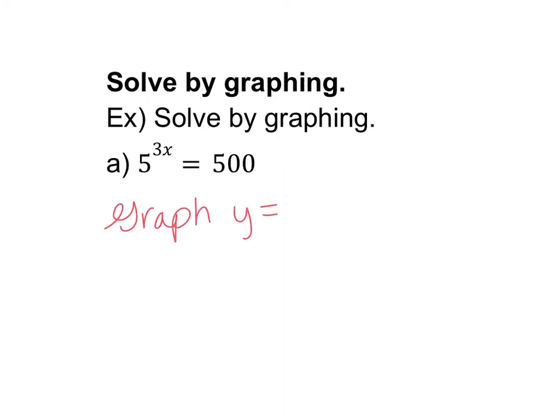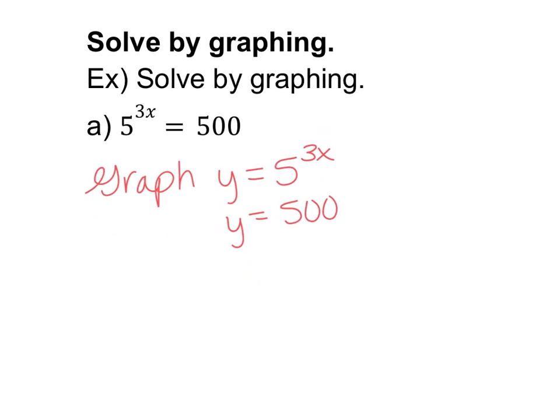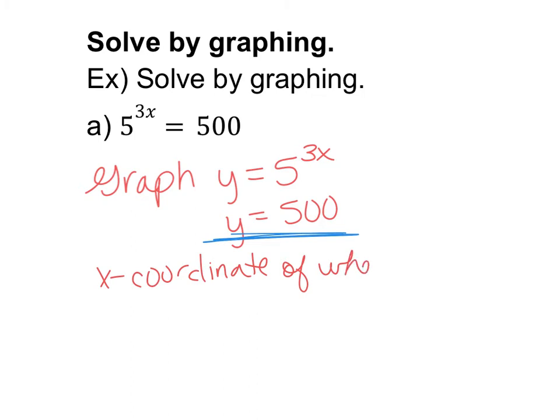So you graph y equals 5 to the 3x and y equals 500. Okay? And so your solution, it's going to be a cool kind of graph. If you're on Desmos, you're going to have to zoom way out, or on your graphing calculator. It's kind of a pain because this is a horizontal line at 500, so it's going to be way up there. So the x-coordinate of where they intersect is your answer.